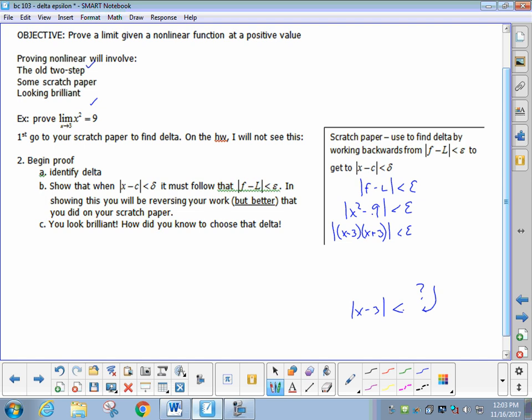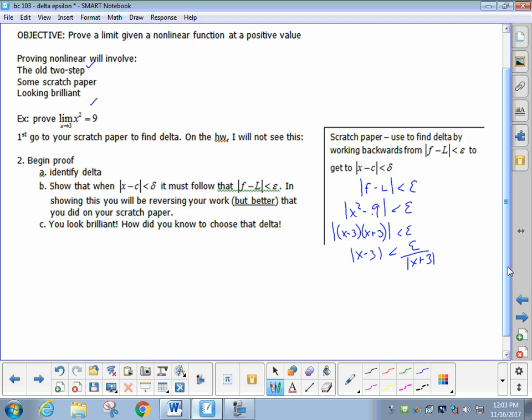All right. I want to isolate x minus 3. So I'm going to divide by x plus 3, right? So the absolute value of x minus 3 is less than epsilon over the absolute value of x plus 3. I didn't show splitting it up into two separate absolute values and all that stuff. Didn't need to. Now here's where it requires a little bit of a leap, but I don't feel like it's a huge leap.